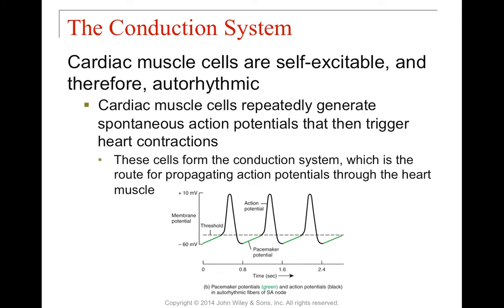And the way that this works basically is that we're going to create these action potentials, and they're going to be auto-inducing. So we create an action potential and then create another action potential, over and over and over. And that triggers these contractions in the heart. And there's a ton of different cells involved. These cells form what's called a conduction system, and the conduction system is basically the route that the action potentials take throughout the heart muscle.